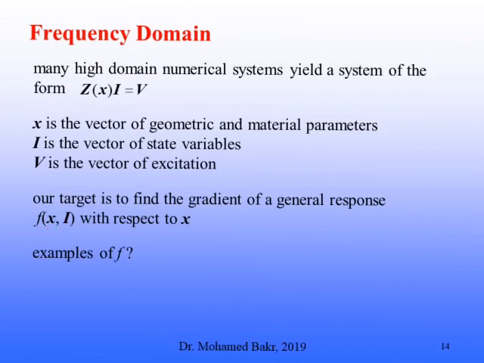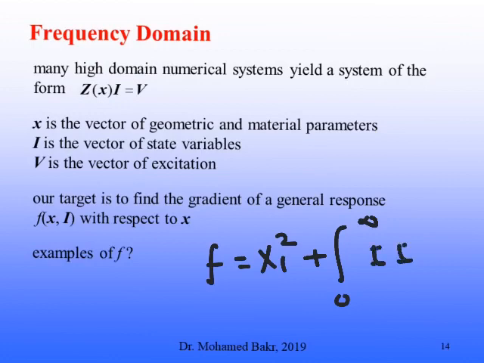For example, F could be something like this: I can write it as x1 squared plus some integral, say, from 0 to infinity, multiplying, say, the current I star dt, something like that. This is just an example I'm creating now to illustrate the idea. This objective function F has an explicit dependence on the parameter x1, because x1 appears explicitly in the objective function. It has an implicit dependence through I, the vector of responses, because I is also a function of all the parameters x1, x2, x3 and so on.